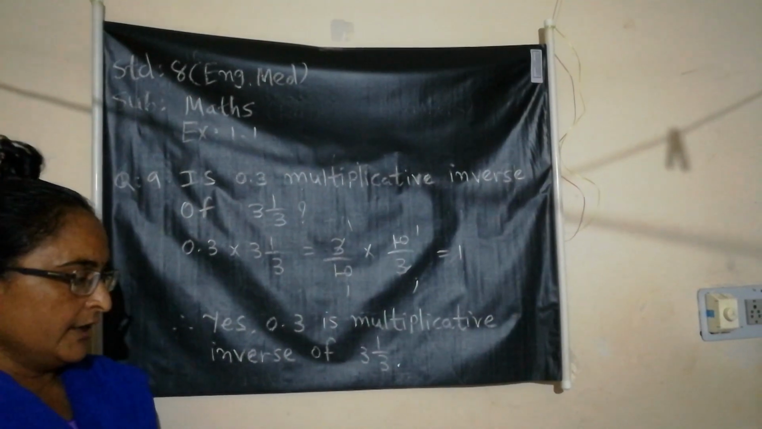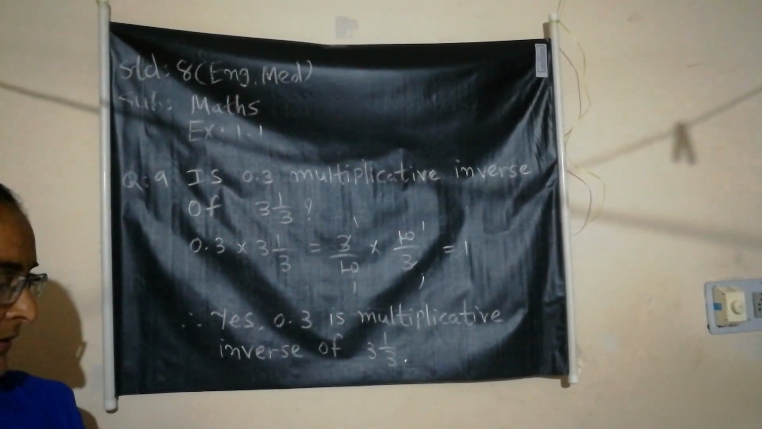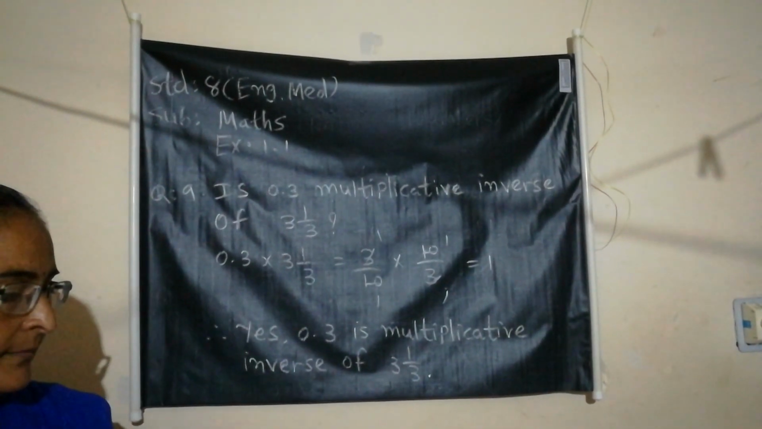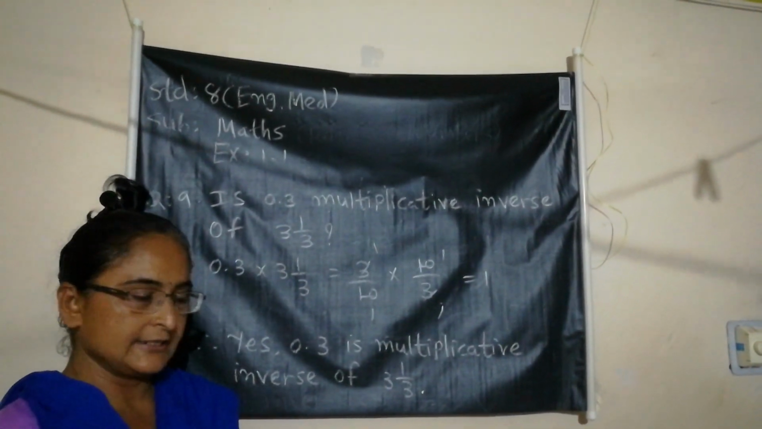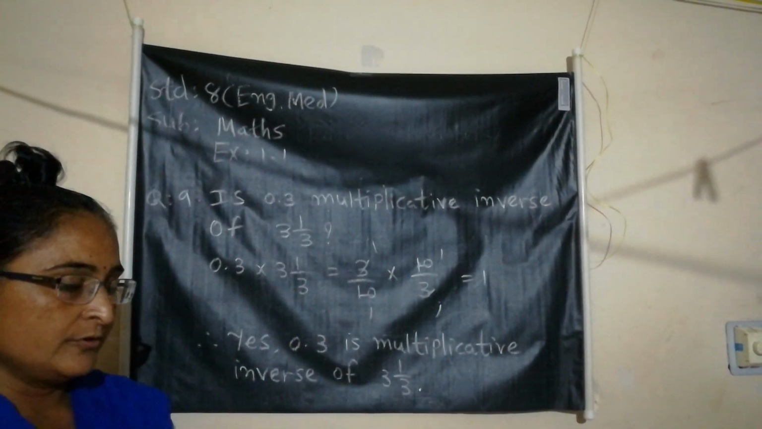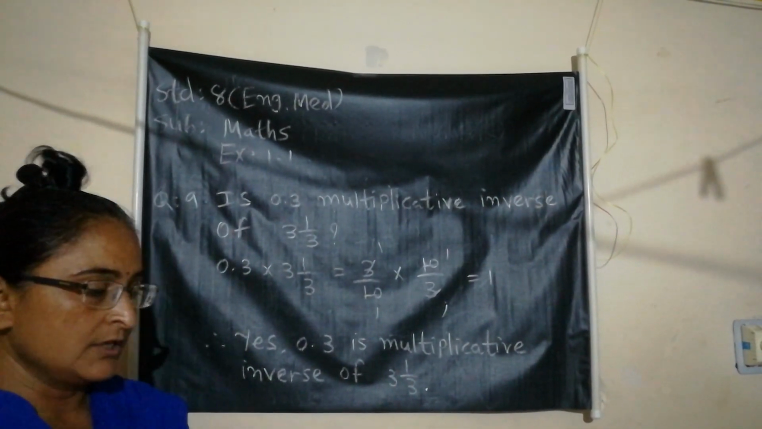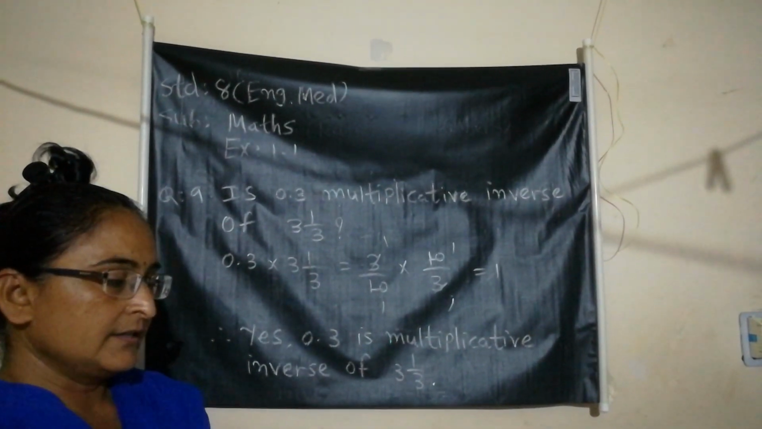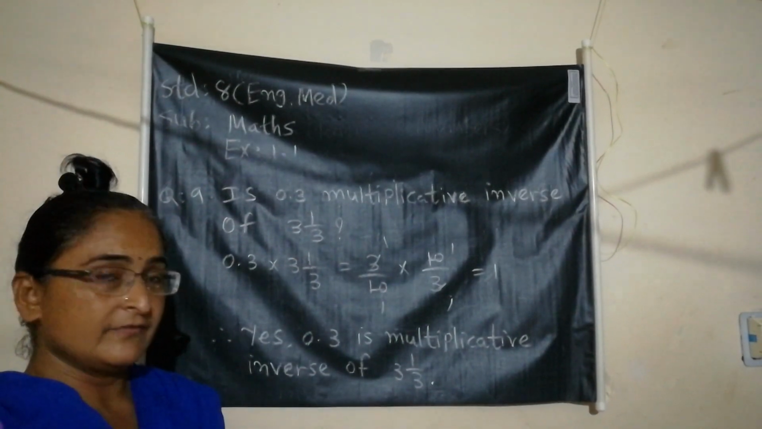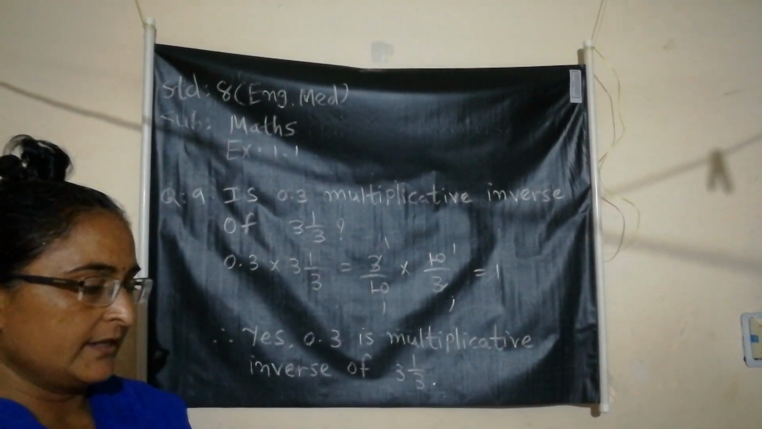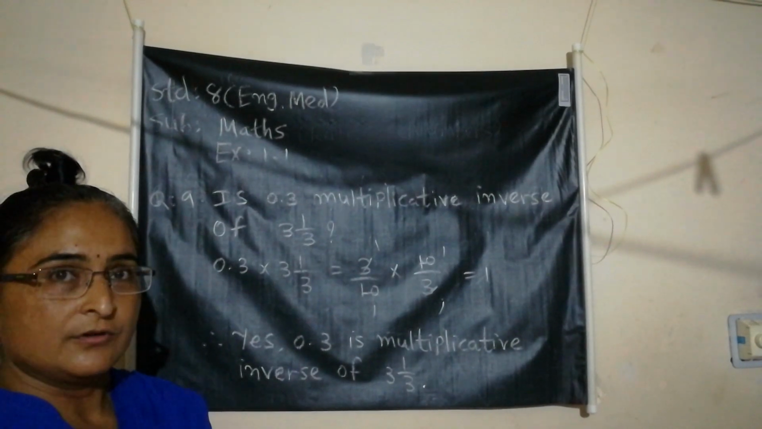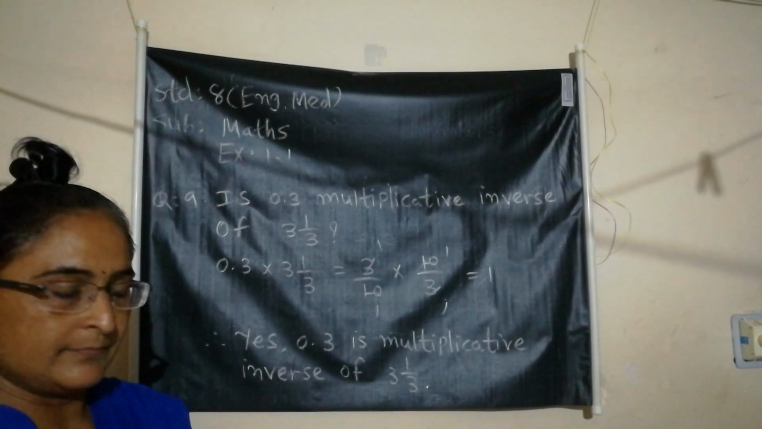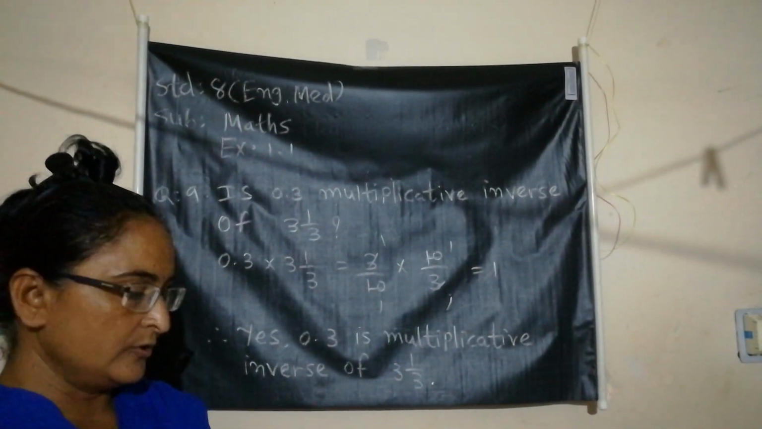Now, in your maths textbook page number 15, question number 10. Write the first one: the rational number that does not have a reciprocal. Friends, 0 has no reciprocal because 0 means 0 upon 1. When we write the reciprocal of 0, the answer will be 1 upon 0. And we know that 1 upon 0 is not defined. Therefore, the rational number that does not have a reciprocal will be 0.